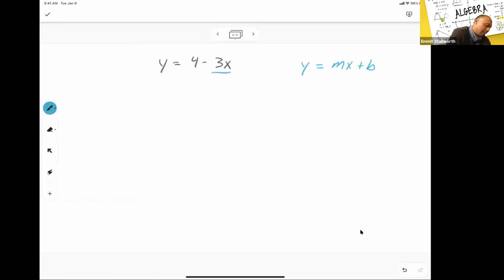We can rewrite this. This is the same thing as y is equal to 4 plus a minus 3x. That's the same thing. And remember that addition is commutative. So it doesn't matter what order you add something in, it's still the same thing. So I can flip-flop these and have y is equal to minus 3x plus 4. And I haven't changed anything with that equation. So this right here would be my answer.